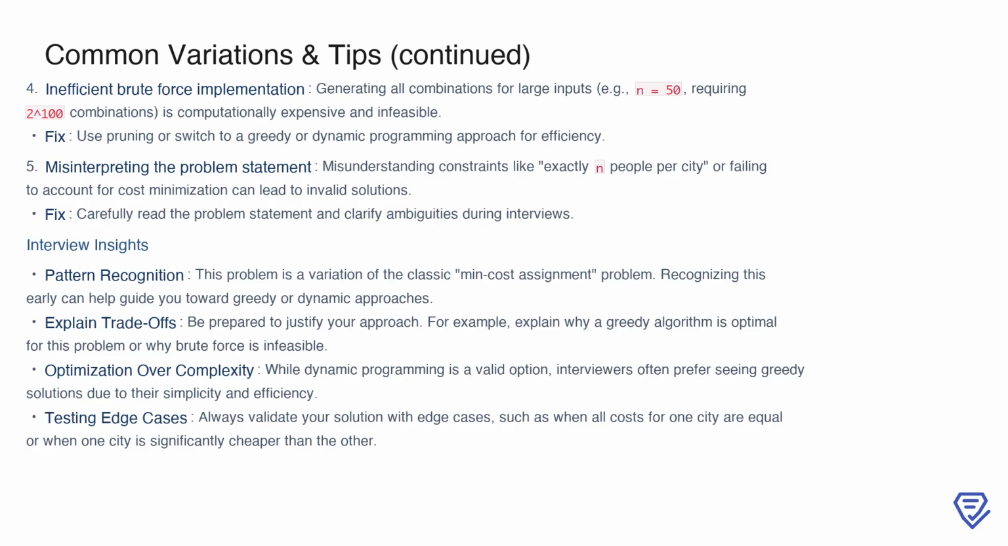Now, another common pitfall is implementing an inefficient brute force solution. For large inputs, such as when n equals 50, the number of combinations grows exponentially, making this approach computationally infeasible. To handle this, you can either prune unnecessary paths while exploring combinations or switch to more efficient methods like greedy algorithms or dynamic programming. Misinterpreting the problem statement is another frequent error. For instance, failing to account for the requirement of exactly n people per city or misunderstanding the goal of cost minimization can lead to invalid solutions. To address this, it's important to thoroughly understand the constraints and clarify any ambiguities upfront, especially in an interview setting.